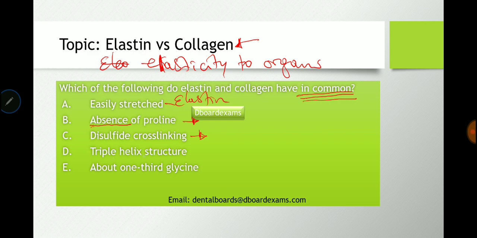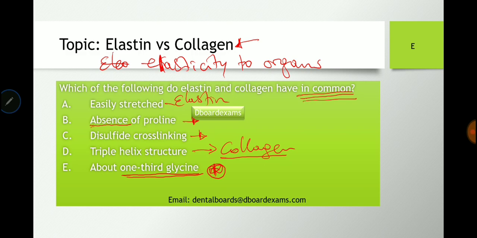A triple helix. This is the property of collagen, and elastin does not have a triple helix. As I told you, collagen is made up of glycine mostly. So this is the answer. Our answer here is E. So you have to know how to compare and contrast collagen versus elastin. The other common thing is that they are both released as propeptides, meaning tropoelastin for one, and procollagen for the other.